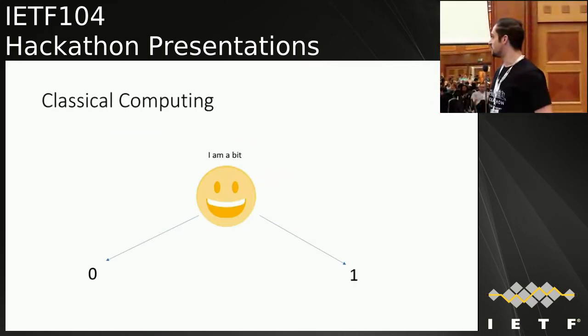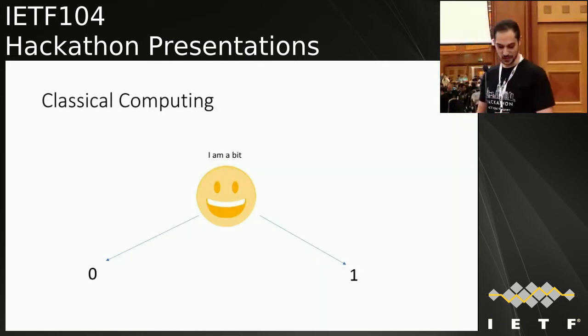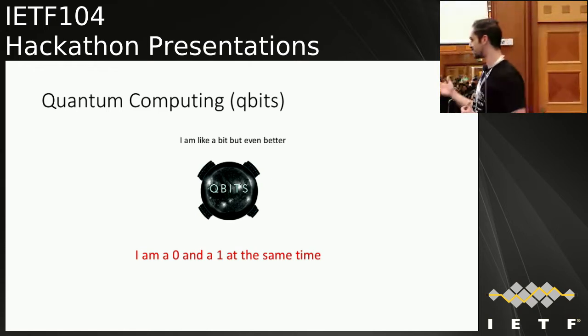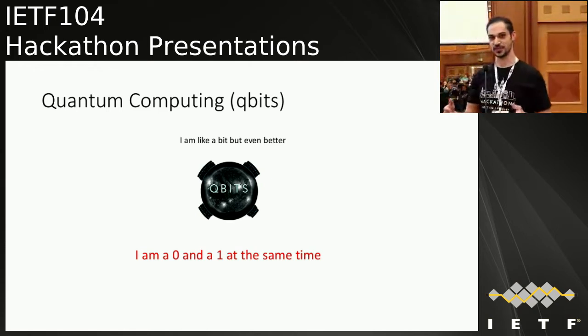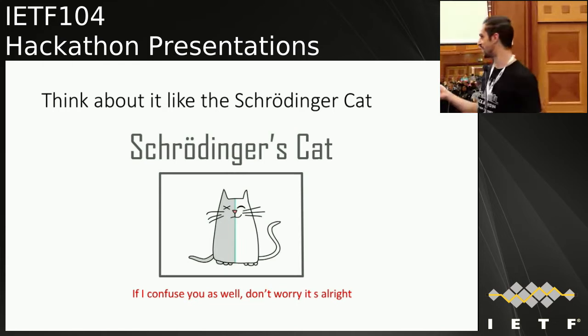In classical computing, I think the most basic element is a bit. It could be a 0 or a 1. But in quantum computers, it's a bit different. We don't have bits, we have something called qubits. And a qubit, unless it has been measured or operated on, is going to be both 0 and 1 at the same time. I know it's confusing, but think of it like Schrodinger's cat. She's dead and alive at the same time.